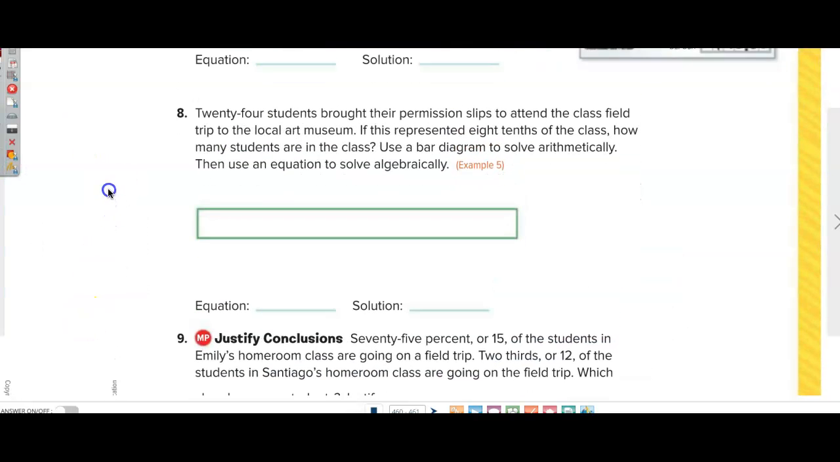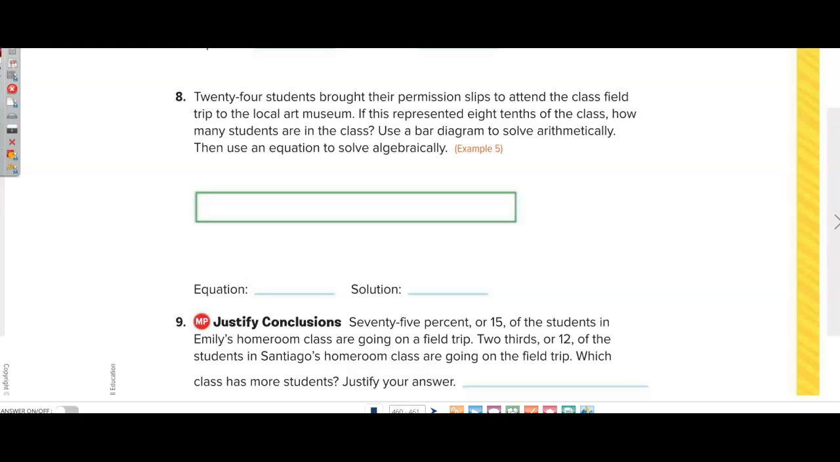Number 8, 24 students brought their permission slips to attend the class field trip to the local art museum. If this represents 8/10 of the class, how many students are in the class? Use a bar diagram to solve arithmetically, then use an equation to solve algebraically.